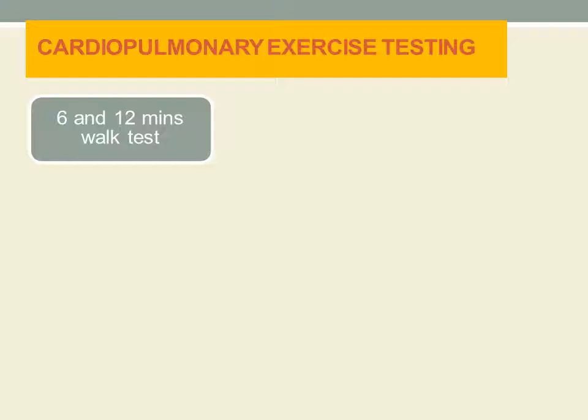Cardiopulmonary exercise testing is performed to assist in predicting surgical outcome and the range of cardiopulmonary exercises that are used. This includes the assessment of exercise capacity, such as walk test and stair climbing, and the formal measurement of cardiopulmonary function, such as measurement of the peak oxygen consumption, that is VO2 max. 6 and 12 minute walk test.